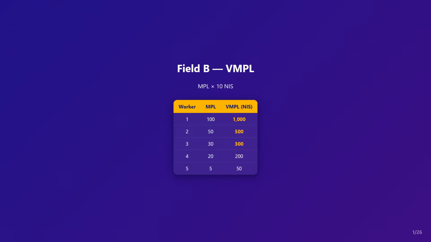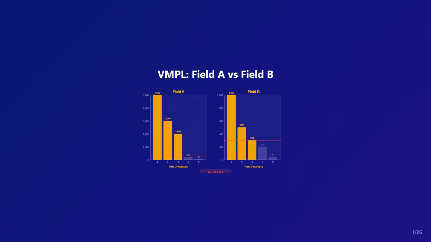Worker allocation: who works where? Now we come to the central question: how does the producer allocate workers between the fields? The condition for profit maximization is that the value of the marginal product is greater than or equal to the wage. That is, VMPL greater than or equal to W. The wage is 300 shekels. So every worker whose VMPL is at least 300 shekels is worth hiring.